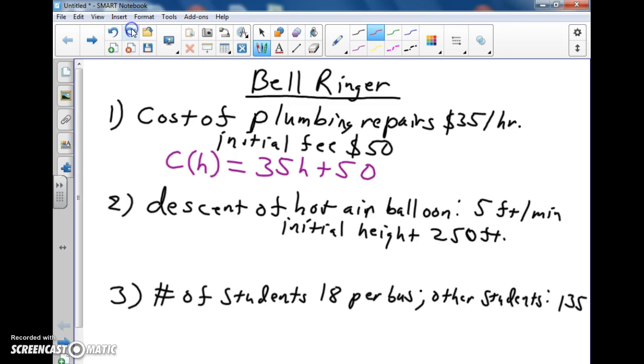Good job. 35H plus 50 is exactly right. There's the answer. This is what we're doing today, stuff like this. 35H plus 50. Everybody good so far? Any questions so far? All right, let's go to the second one.